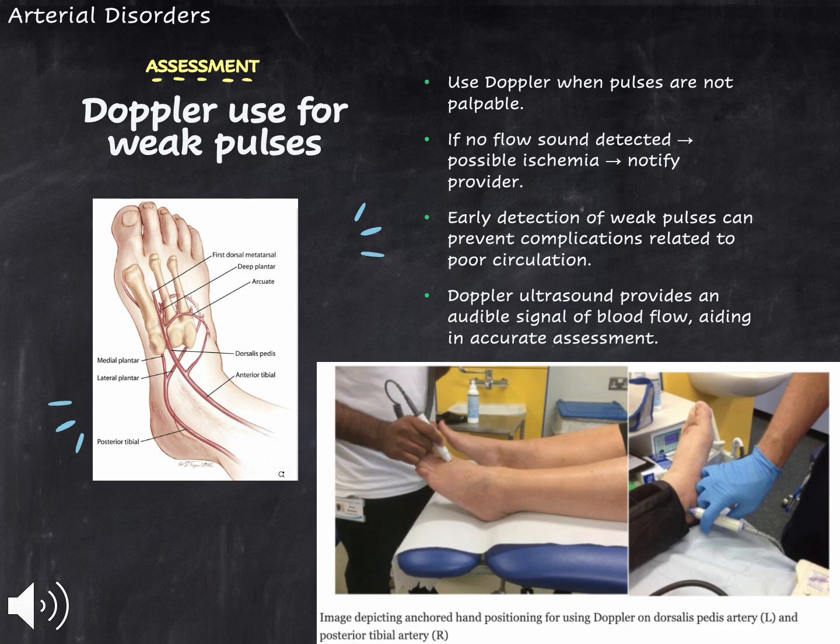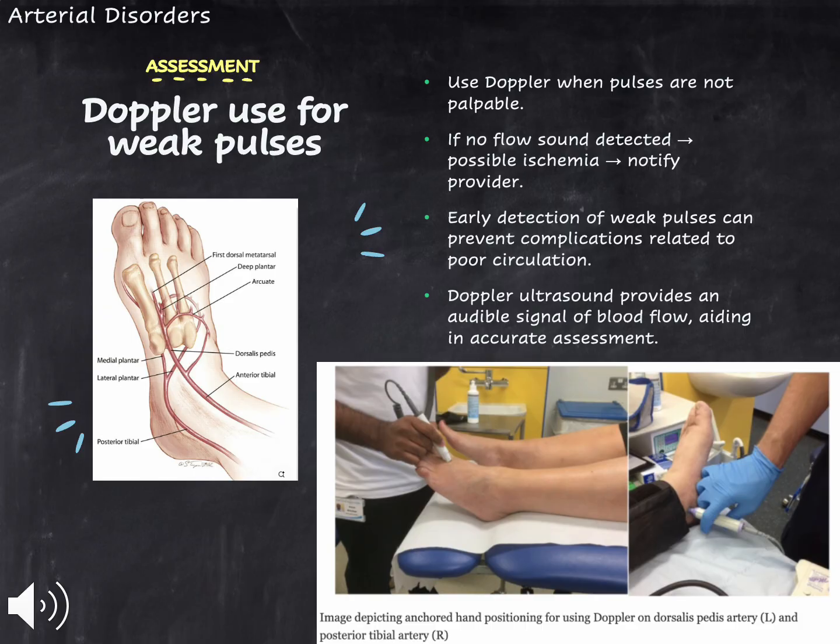Here's how it works. Apply a small amount of ultrasound gel to the pulse site, place the probe at about a 45-degree angle, and move slowly until you hear that characteristic whooshing sound, which indicates blood flow. The Doppler is far more sensitive than palpation. It can detect very faint flow that we might otherwise miss. Let's apply this to a clinical situation.